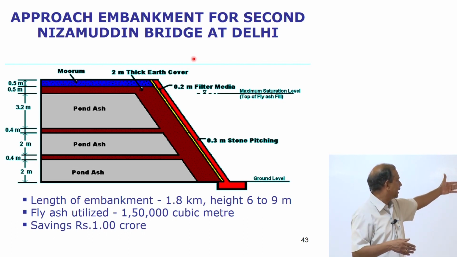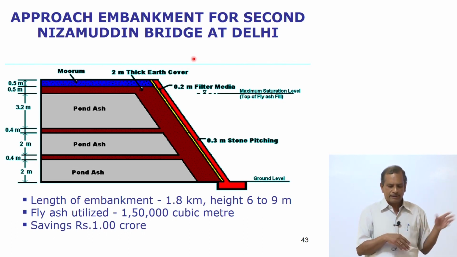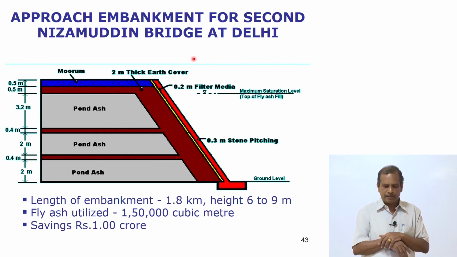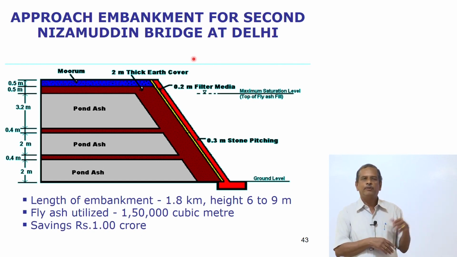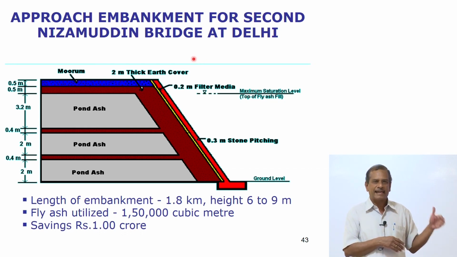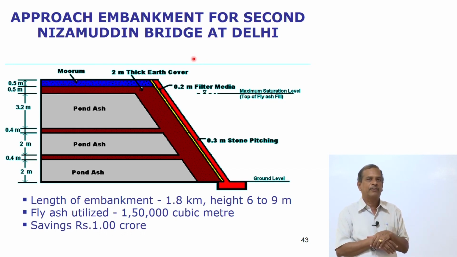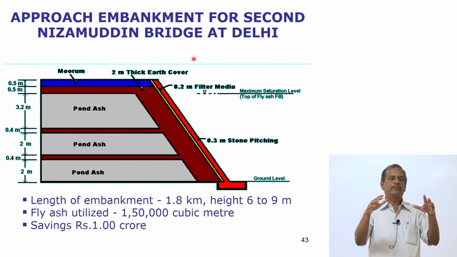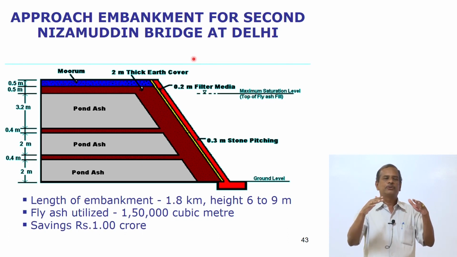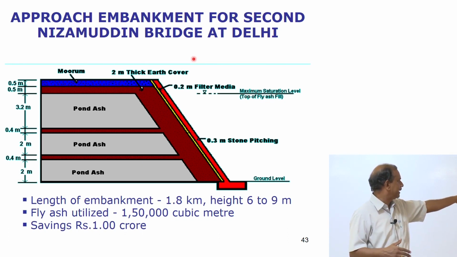So this is one for an embankment in Nizamuddin Bridge at Delhi. The length of the bridge embankment is around 1.8 kilometers. Height varies from 6 to 9 meters. We have used nearly 1.5 lakh cubic meters of fly ash here. The fly ash by itself will not have cohesion, so it has to be confined to soil layers there.